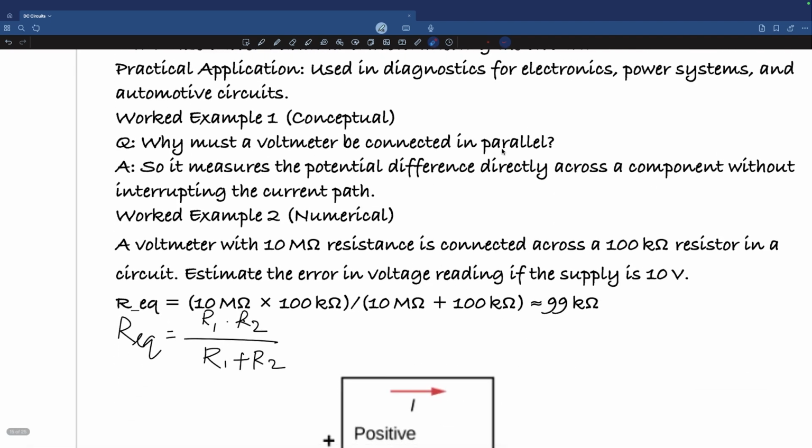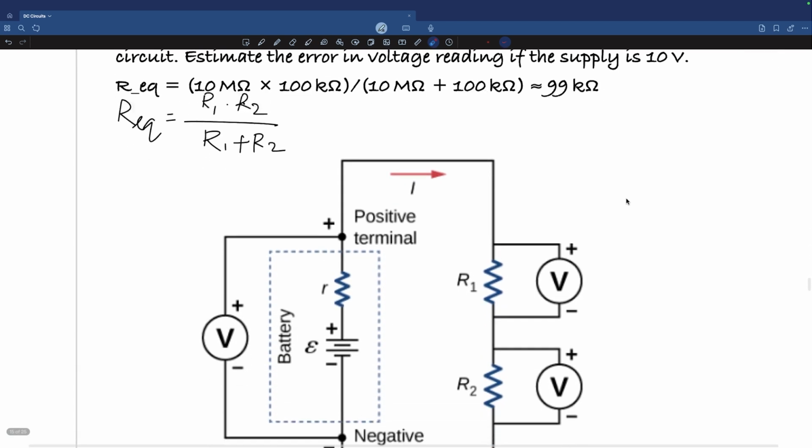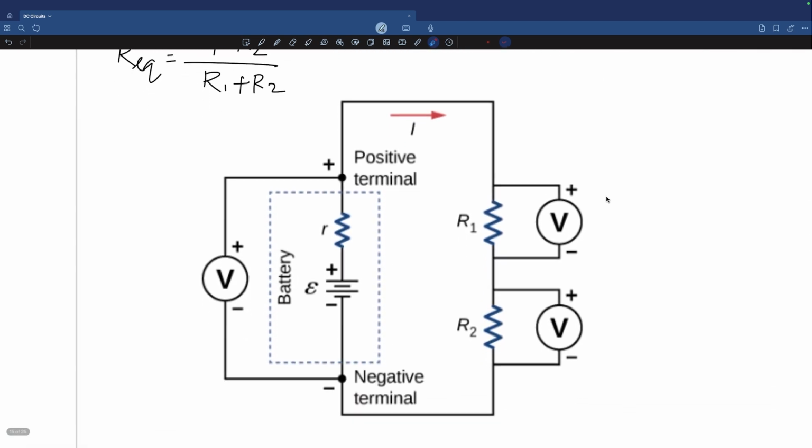All right, why should it be connected in parallel? Because you're trying to measure the potential difference directly across. Like shown in this example, you can see the 3 voltmeters. First one is measuring the voltage across the battery, the terminal voltage. And here we have this one connected across R1, and this is connected across R2. That's how a voltmeter is connected.